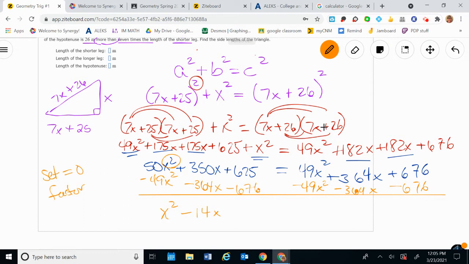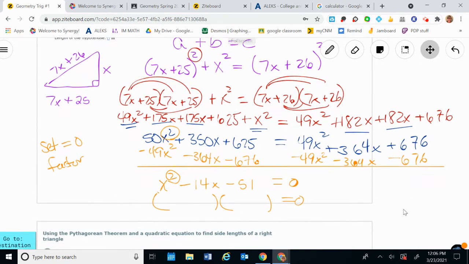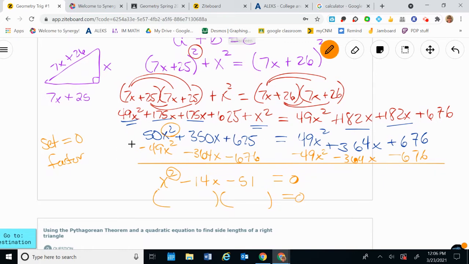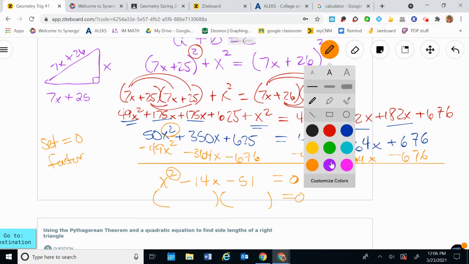So 676 minus 625 is 51, equals 0. So like I said, I don't know if you remember that that's how you solve quadratics, but this is a reminder. When you have a quadratic, you set it equal to 0. And the reason why is so that we could do this. I know this is in the prereqs. If not, hopefully we'll just get it on these next 3 examples.